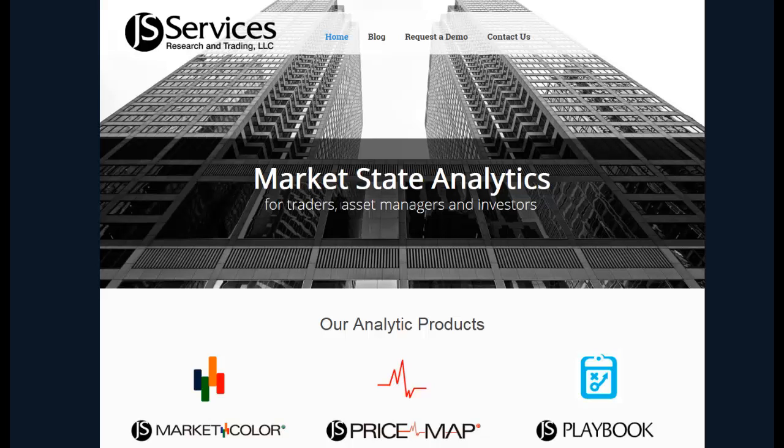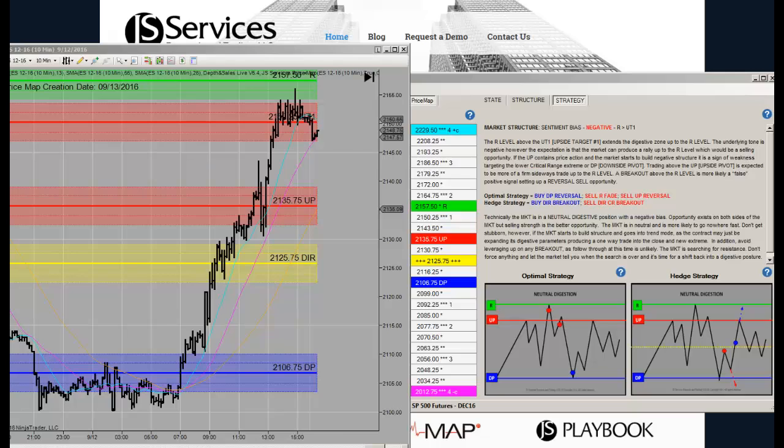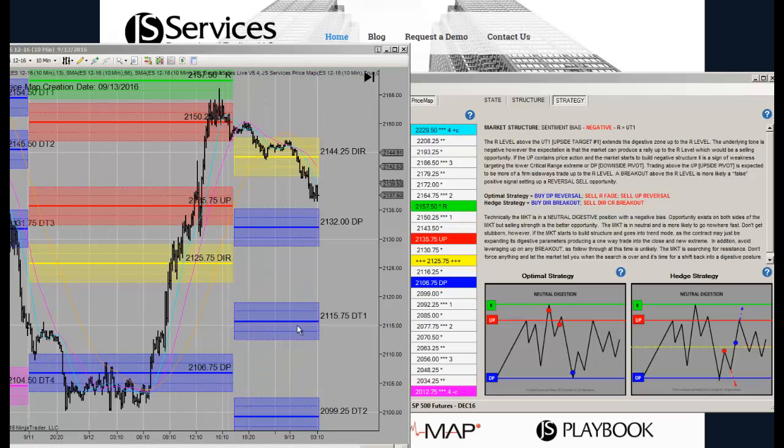Welcome to the second part of the S&P strategy recap for the 13th through the 14th. Coming into the next session, we see the market here. We had that sell R fade initiate, and now we're coming down to the directional.